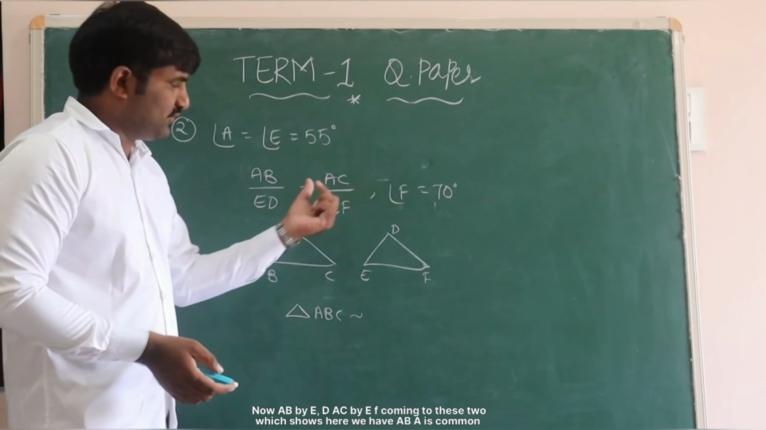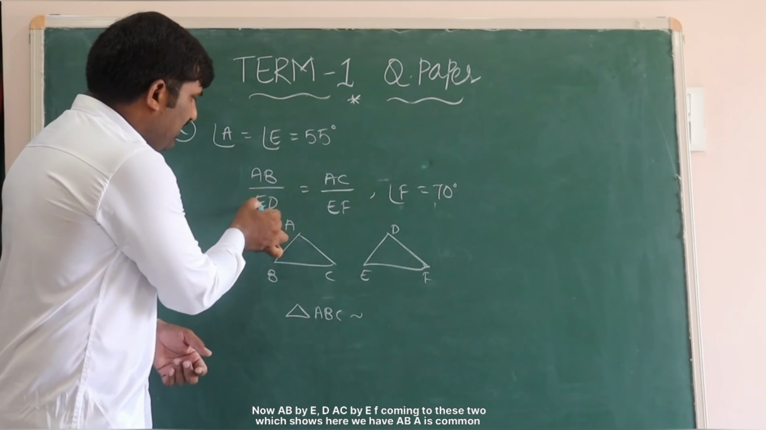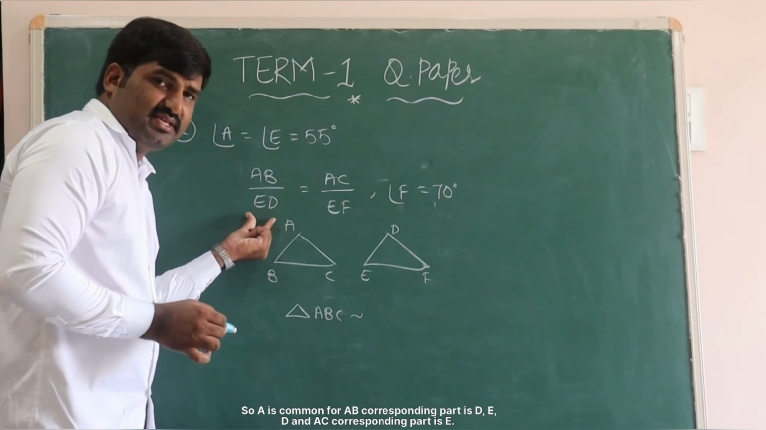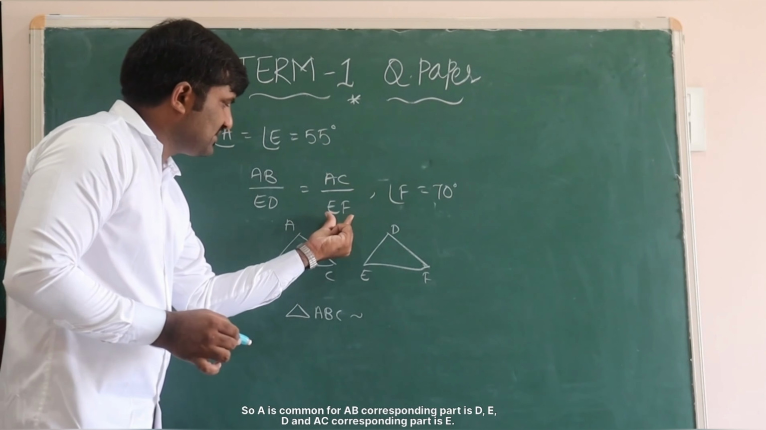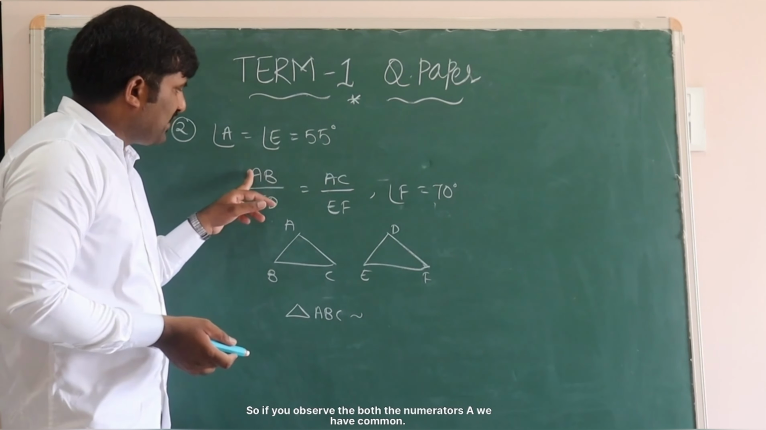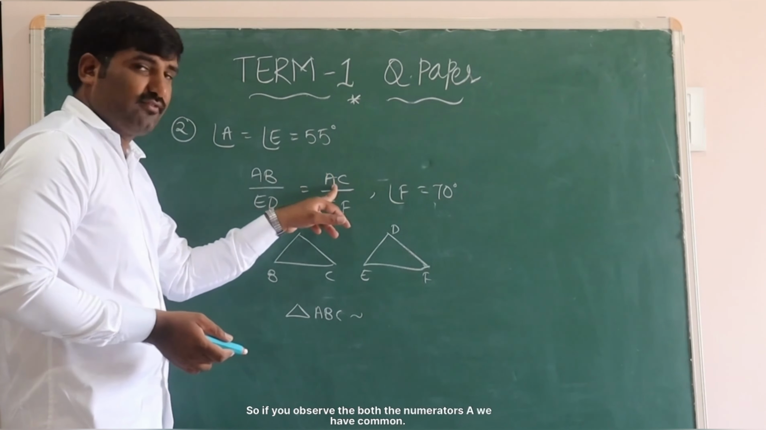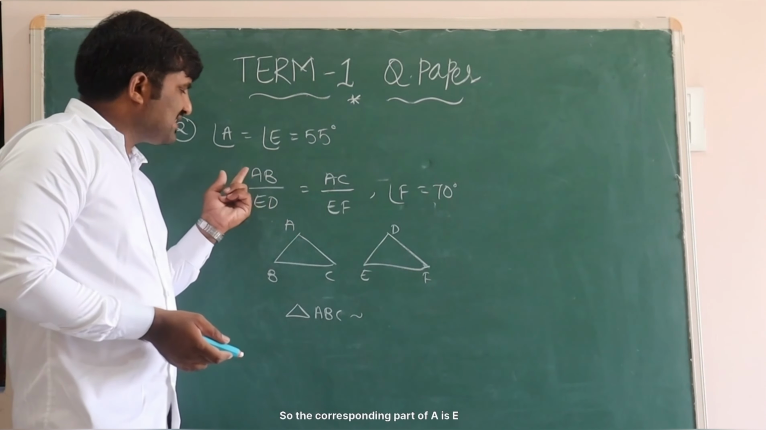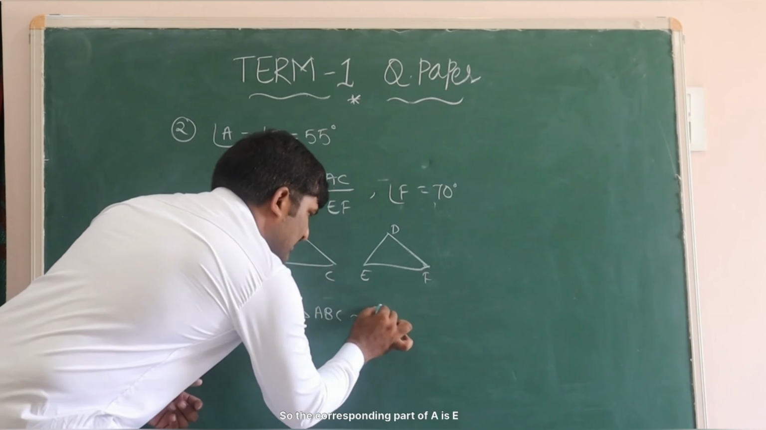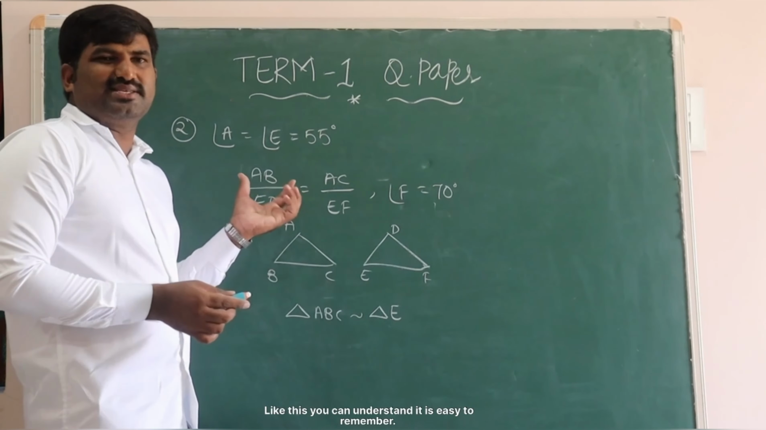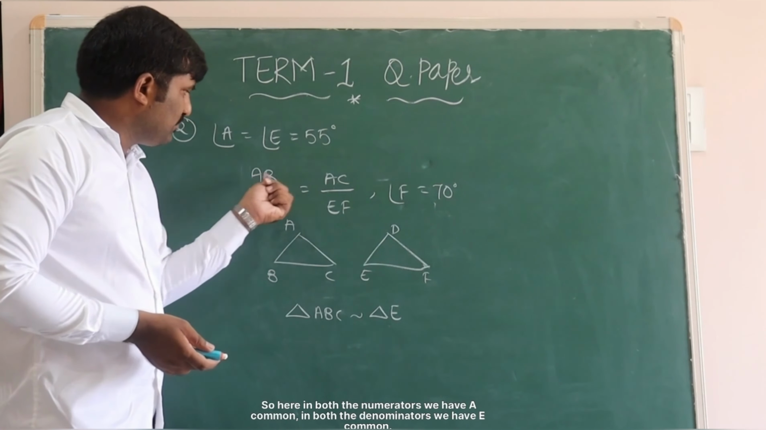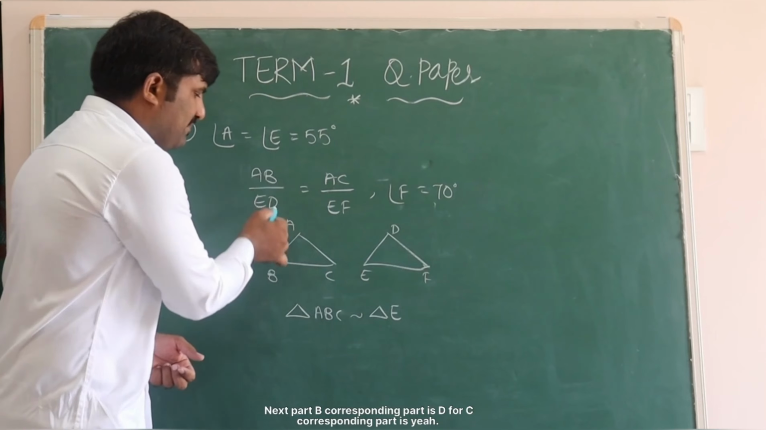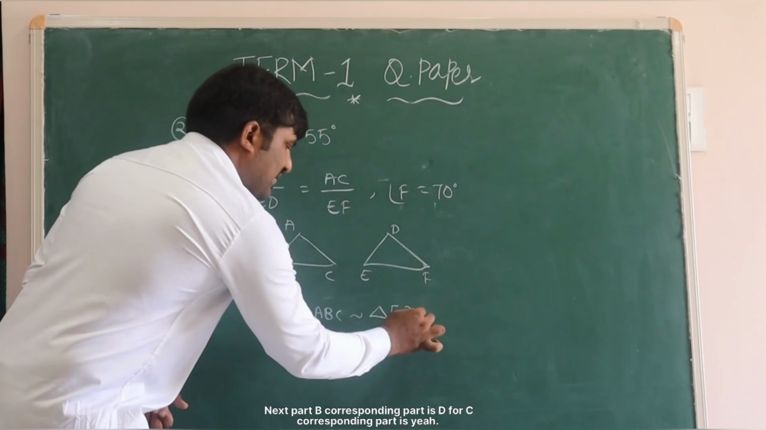Coming to these two ratios, here we have A common in both of these, right? For AB the corresponding part is ED and for AC the corresponding part is EF, right? So if you observe, in both the numerators we have A common. Now in both the denominators what do we have common? E, right? So the corresponding part of A is E. Like this you can understand. It is easy to remember. Okay, so in both the numerators we have A common, in both the denominators we have E common. Next, for B the corresponding part is D. For C the corresponding part is F.